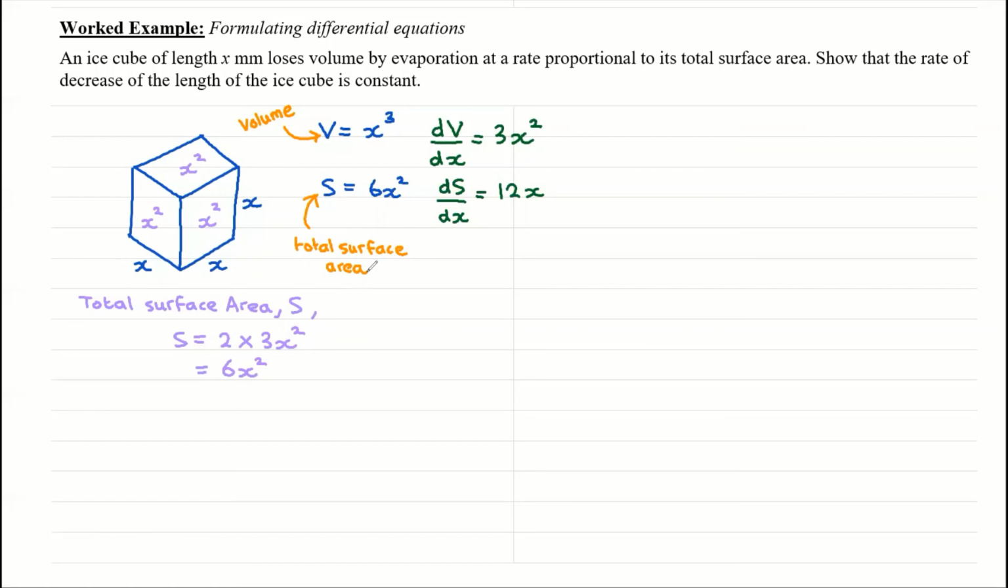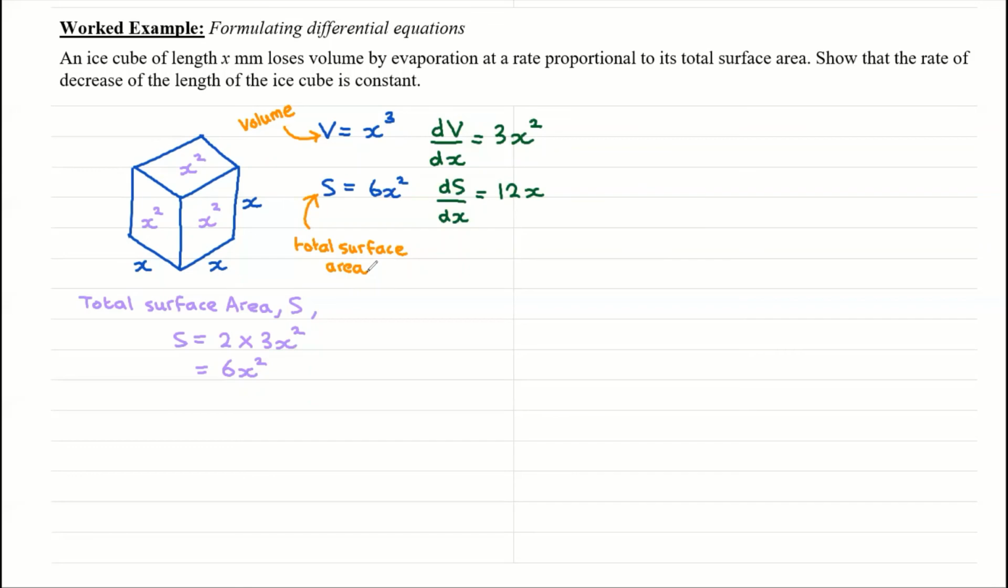Now, is there anything else we know? I don't think so. Let's see what the question actually is. Now we've just written down a lot of information and some derivatives. Show that the rate of decrease of the length of the ice cube is constant.